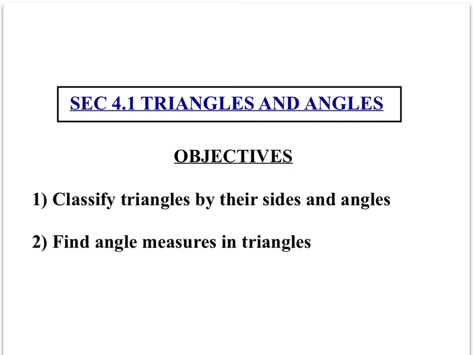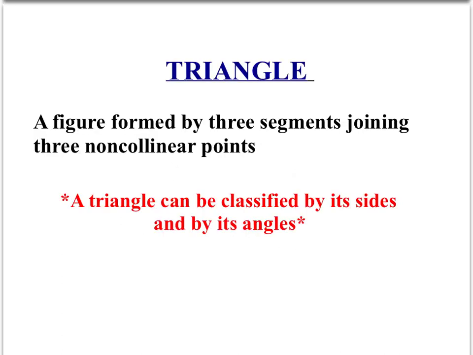Okay, so today basically we're going to start looking at triangles. We're going to start learning how to classify triangles by their sides and their angles, and we want to be able to find the angle measures in triangles. So the first thing we want to do is define what a triangle is. A triangle is a figure formed by three segments joining three non-collinear points. So two things we're going to do is we're going to learn how to classify these triangles by their sides and by their angles. So a lot of this will seem pretty similar to things you've done before in the past. But if you feel good with the definitions, you can just fast forward through them. If not, take your time and learn what's going on here.